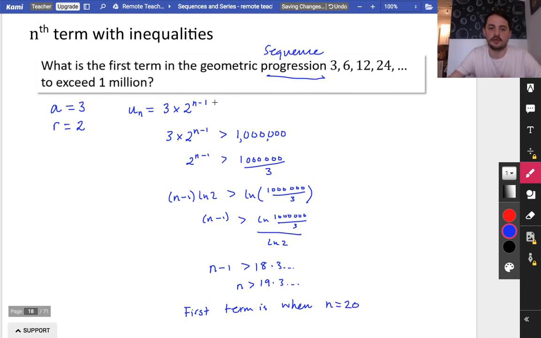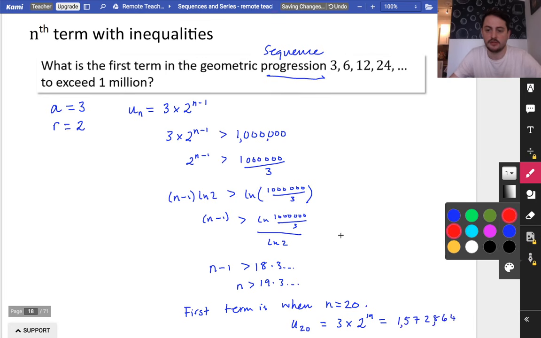So it says, what is the first term that exceeds 1 million? So it is the first one when n is equal to 20. So I'm actually just going to say what the 20th term is. The 20th term is 3 times 2 to the power of n minus 1, which is 19. Let's hope this one is bigger than that. So we're going to do 3 times 2 to the power of 19, and we get 1,572,864. Yep, that's definitely bigger than a million.